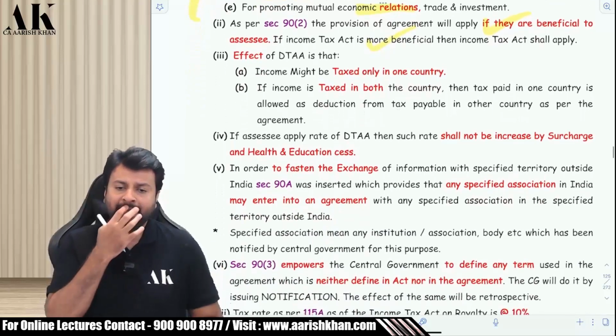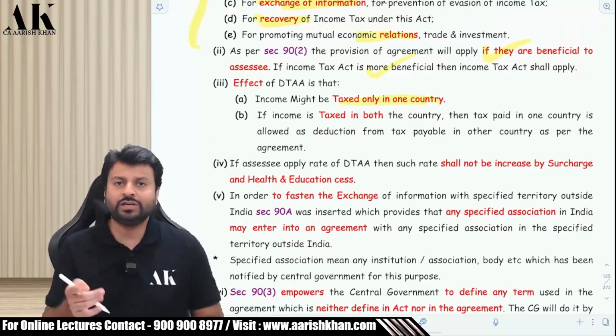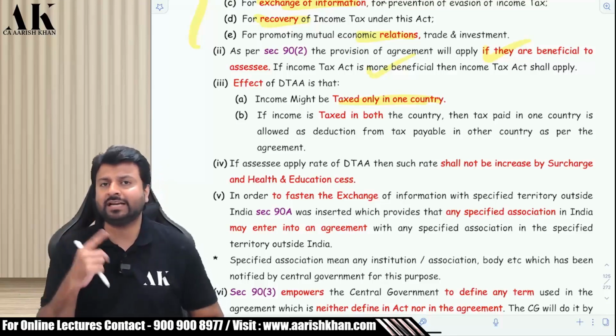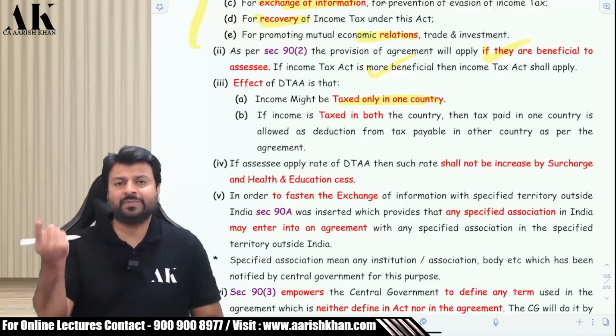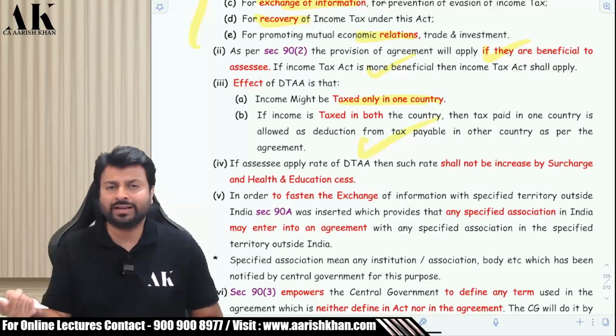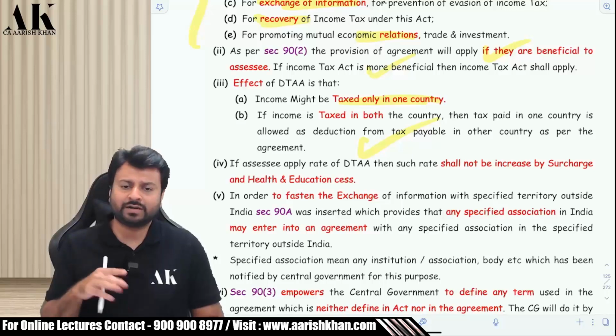Okay. Now, what is the effect of DTAA? One possibility is that the tax will be charged only in one of the countries, either in India or in the foreign country. One country will take tax, one country will exempt tax. The second possibility is that both countries will take tax and the resident country will give a deduction of the tax paid in the foreign country. Okay, so if I am an Indian, if I go to UK and earn money, India will also take tax, UK will also take tax, but the Indian government will give me some kind of relief from their end.